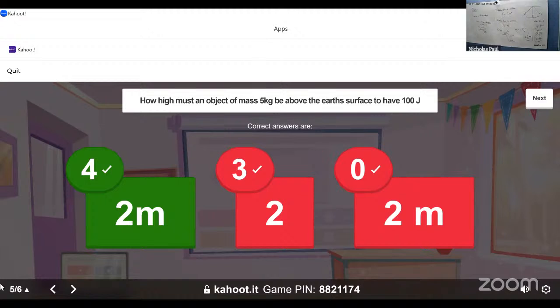Right, so you had to use 100 as the energy, as mass by gravity by time, and then solve each. And you will get it, right? Next one.